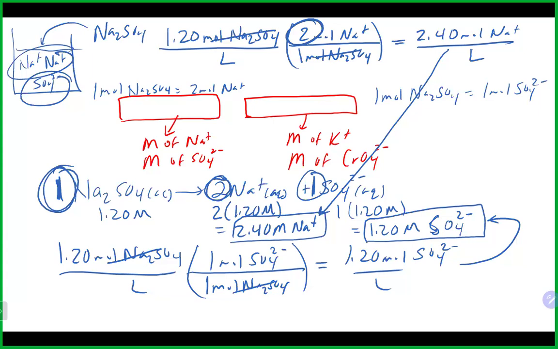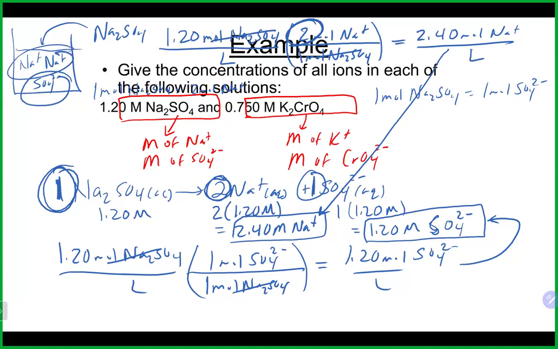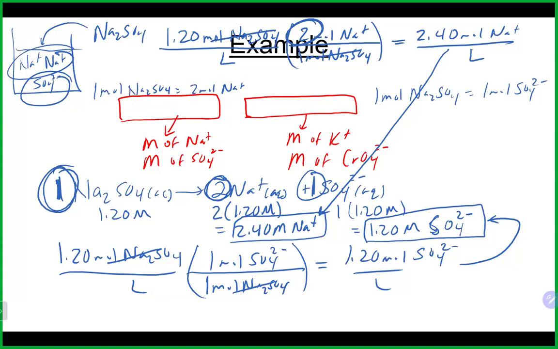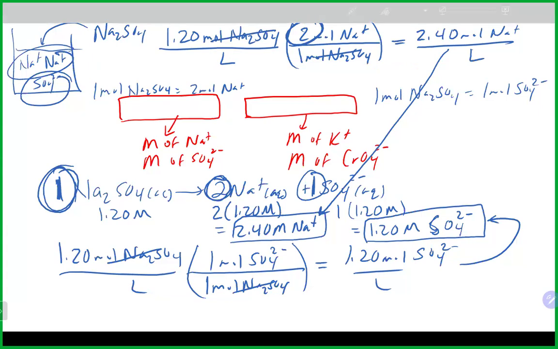Now the other one was, I don't remember what the other one was. It was 0.75 potassium chromate. So we'll do kind of the same thing there. Maybe get rid of that part up here.